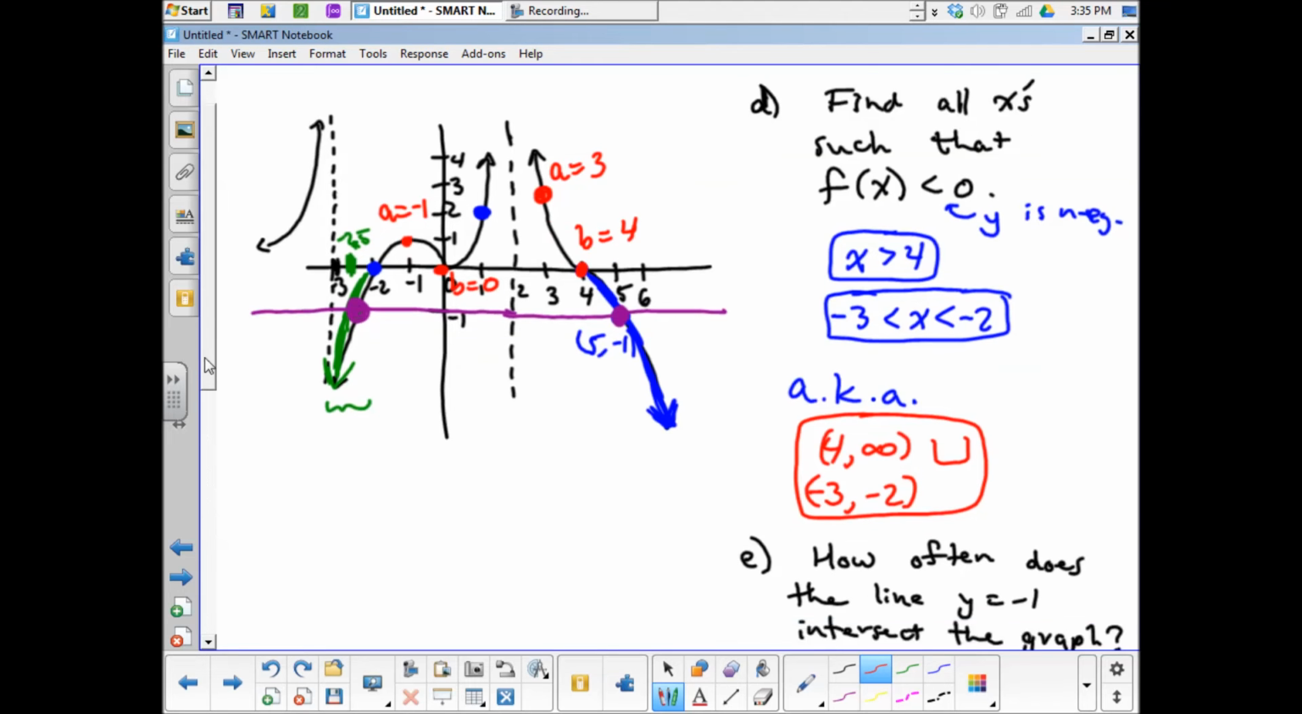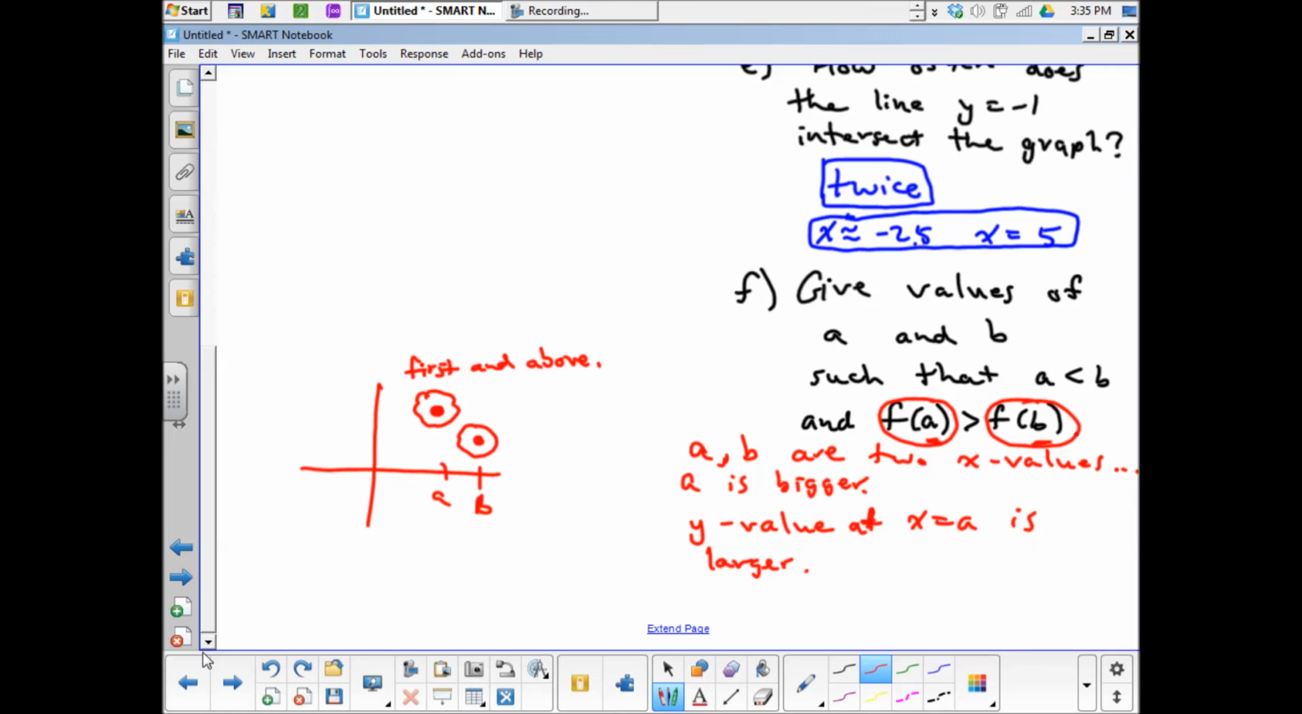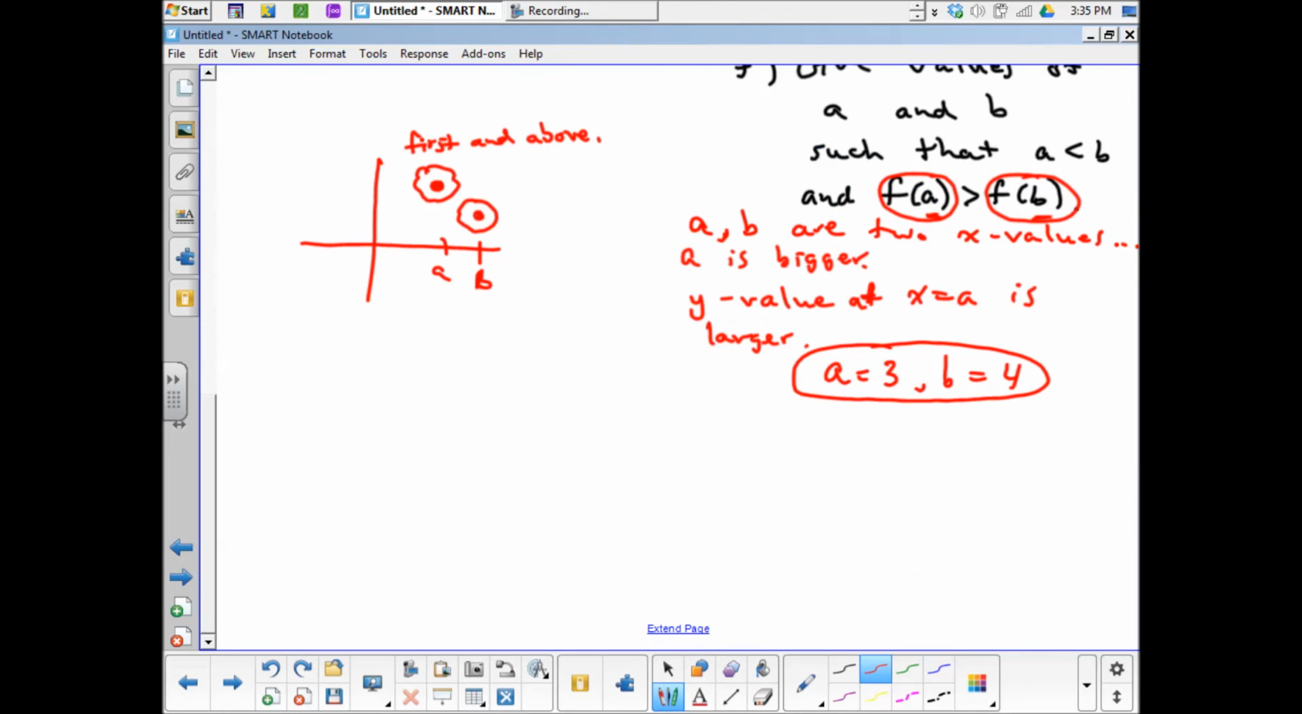All right, let's go down and answer that. So let's let A equal 3, B equal 4. This is one sample answer. Or you could do, like I said, A equals -1, B equals 0. And there are many others. You don't even have to pick whole numbers. Okay, you just have to make sure that what you're saying is true.